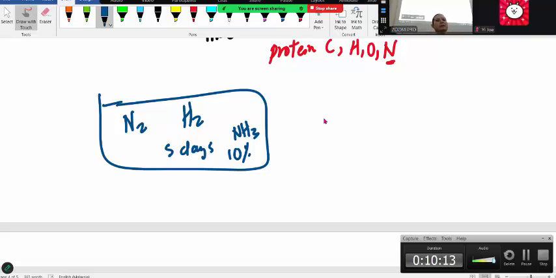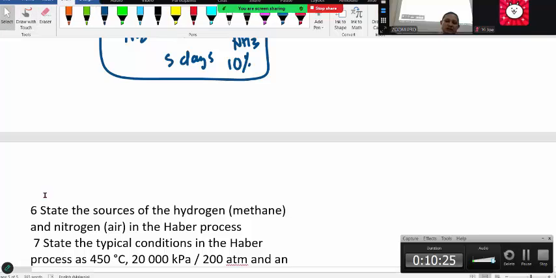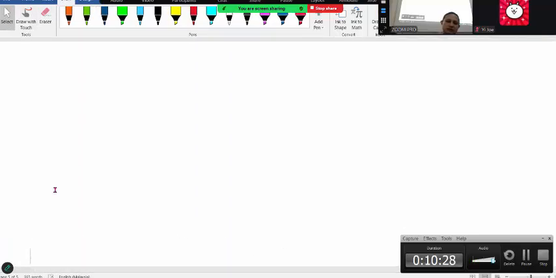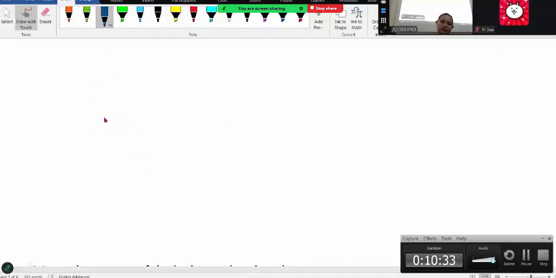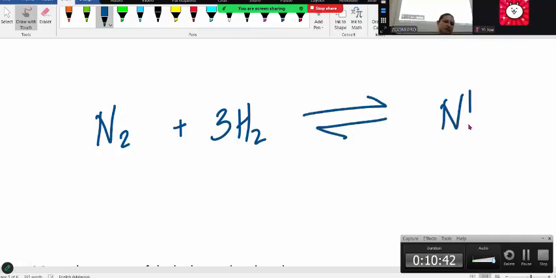So what happened is Mr. Haber decided to use different methods to get ammonia very, very fast and with very high yield. So here comes the equation: nitrogen and hydrogen, I put it together. I know this reaction is exothermic.